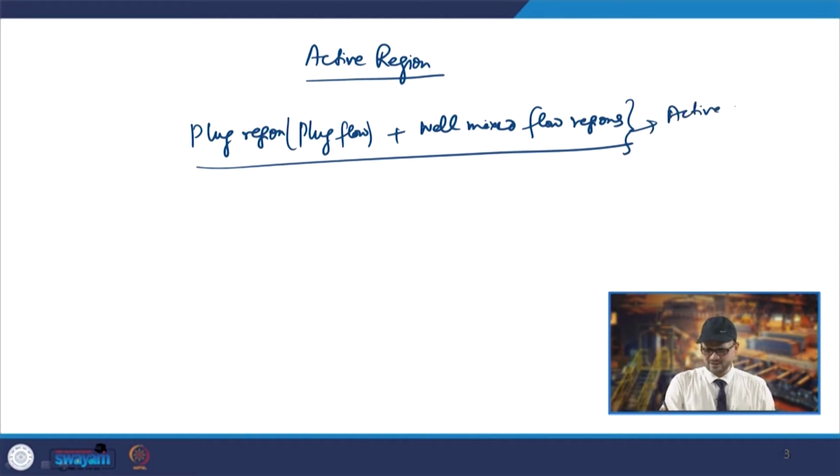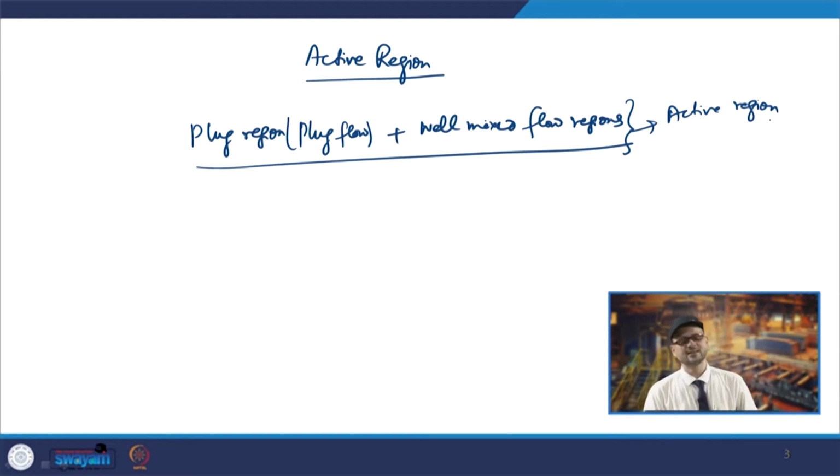Now, the active region is basically that region where the fluid particle is going and passing through. If there is any region where the fluid particle is not going, or if it is going and its appearance from there is at a very late time, then those regions are said to be the dead regions.